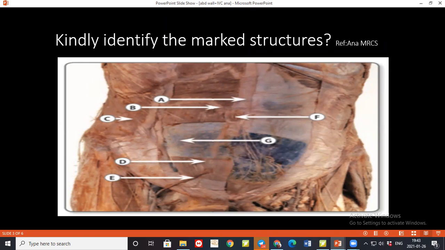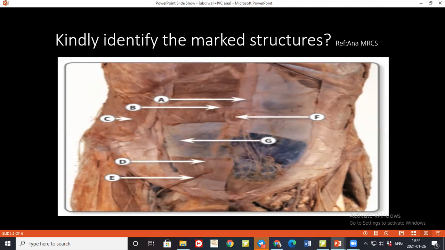Can you identify the structures from A to G? A, this is the linea alba. What is the linea alba? This is the fibrous aponeurosis formed from the three muscles, the external, the internal and transversus abdominis, which converge at the midline. This is relatively avascular and ideal for an incision without bleeding.